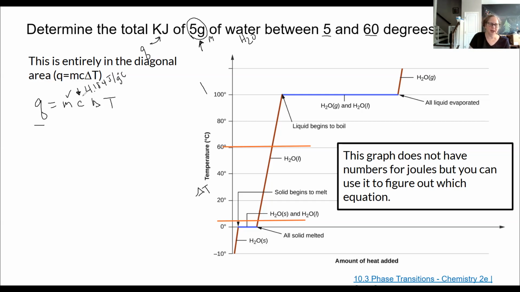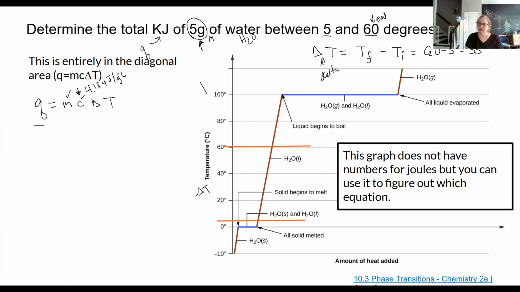Okay, so we have an M, we have a C, a delta T. What is delta T? The change in temperature. Delta is just the Greek letter. The change from temperature final minus temperature initial. Temperature final, or the ending temperature, 60 minus 5 is 55.